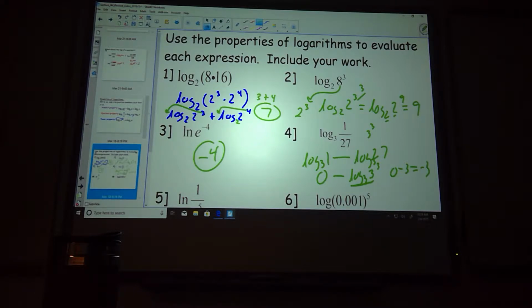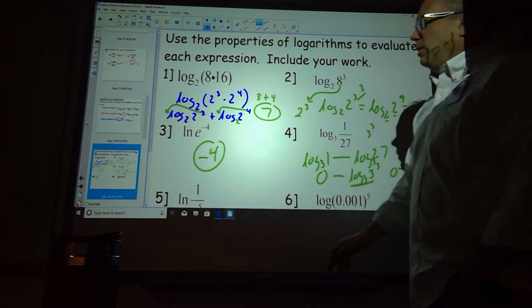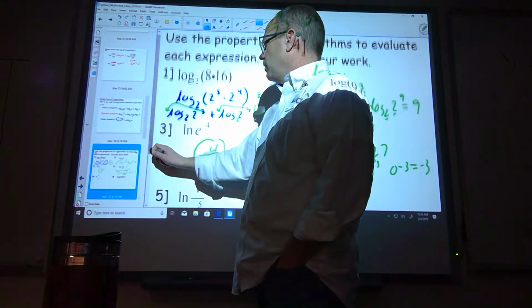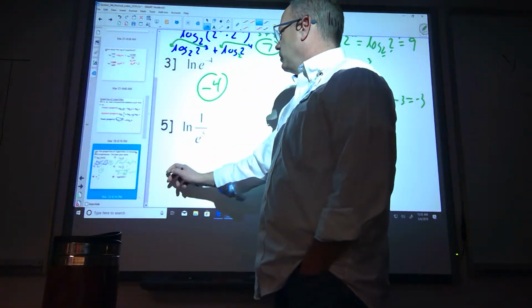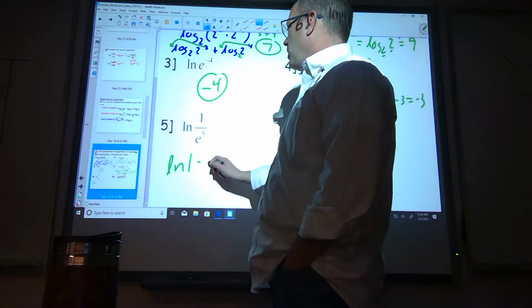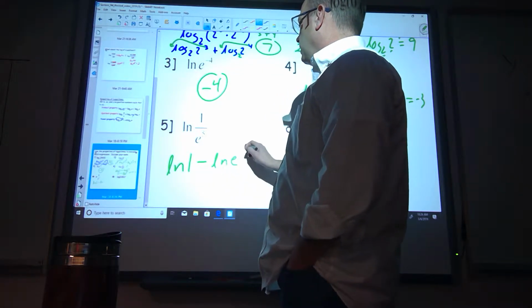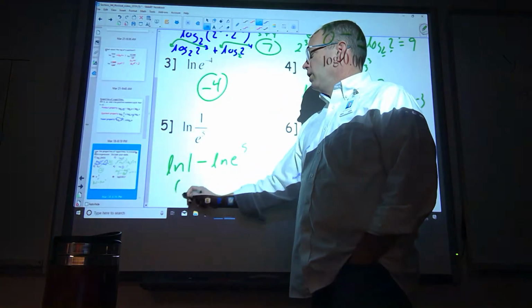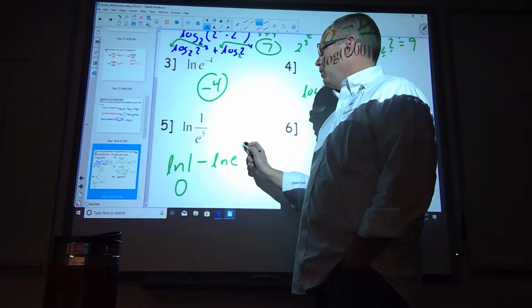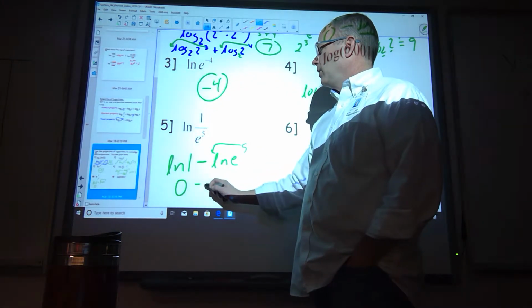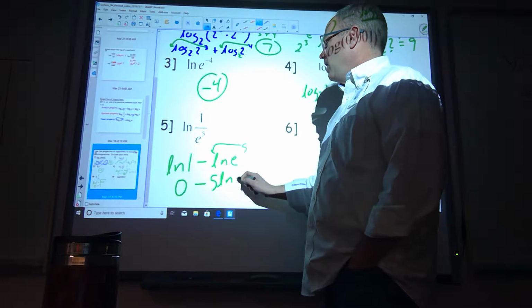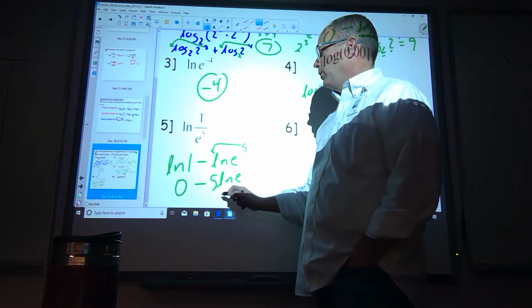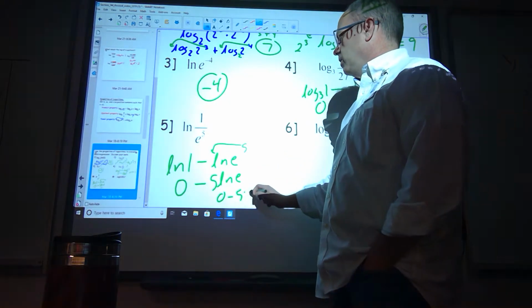Looks like number 5, we incorporate natural log. Natural log has the same expansion rules that log does. So this is going to become ln 1 minus ln e to the 5th. Natural log of 1 is 0 minus, well, this exponent comes down front, 5 ln e. ln e cancels out, so I wind up with 0 minus 5, which is just negative 5.